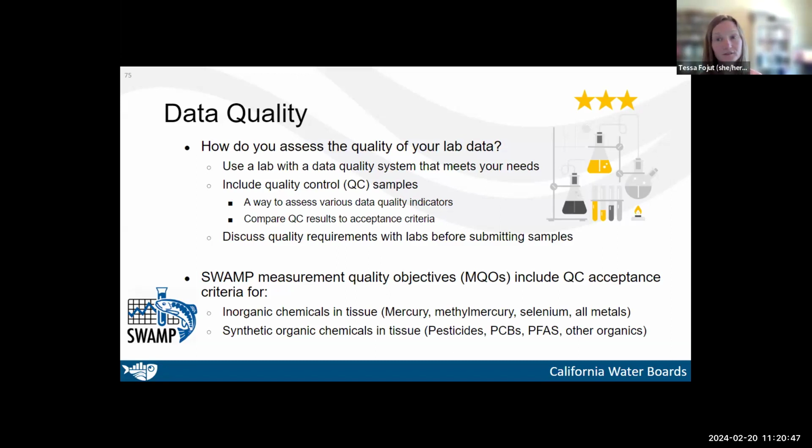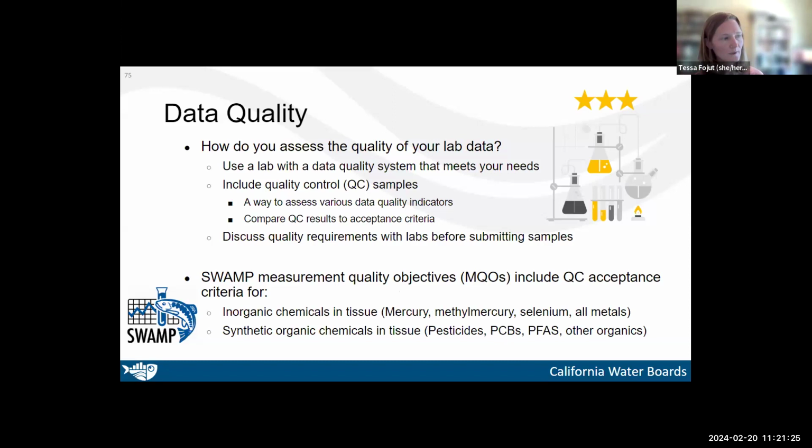Before you send your samples to the lab, you want to discuss with them that you're going to include these quality control samples, you want them to analyze them, and maybe you tell them what your acceptance criteria are. Most labs have their own acceptance criteria, and yours may be the same or they may be different. But you would just want to document that in the QAP. So for example, in the SWAMP program, we have some measurement quality objectives, which is another term for those acceptance criteria.